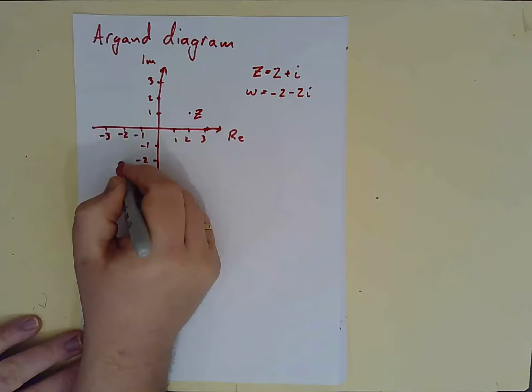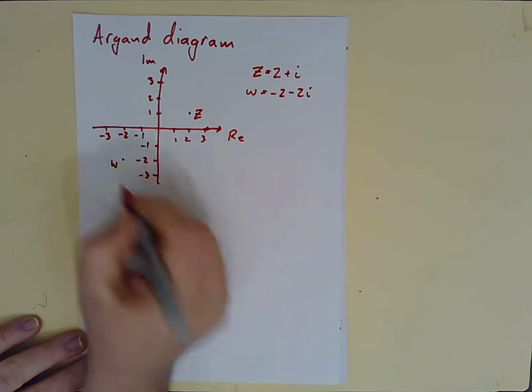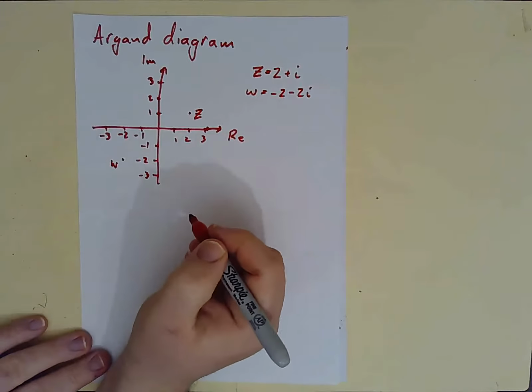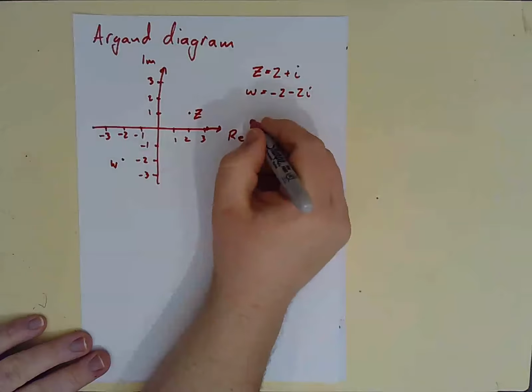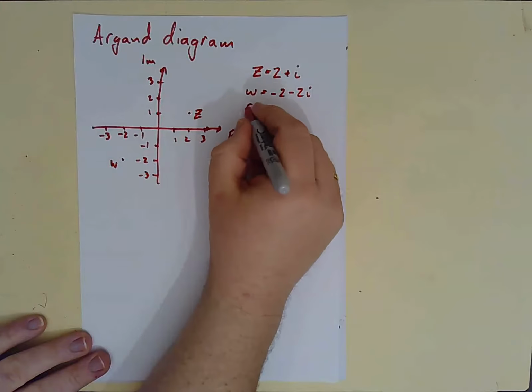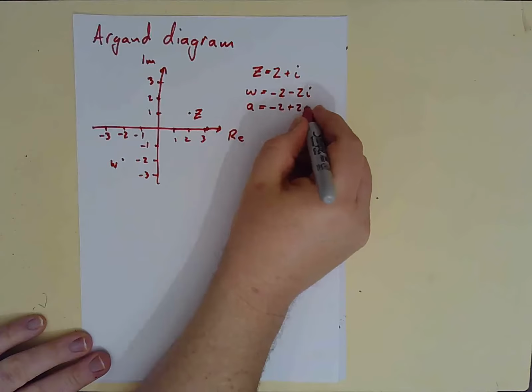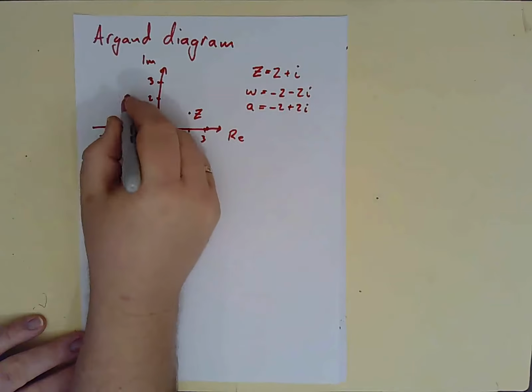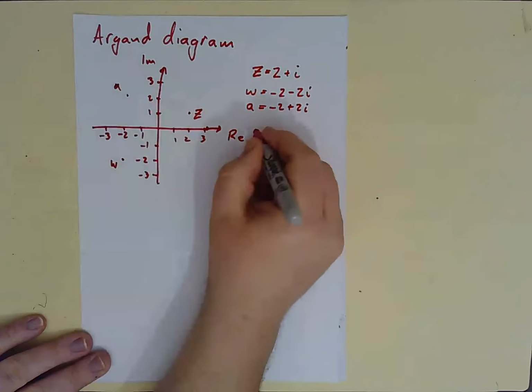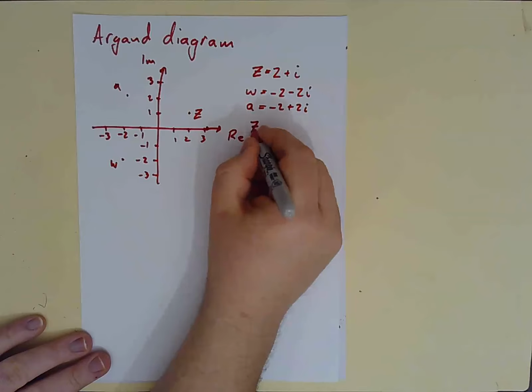So it's minus 2 in each direction. Oh, minus 2 in each direction. So down here. I was intending, though, let's make another one. What should I use? Say a. I wanted minus 2 plus 2i just because it was going to be nicer. So that's my a.